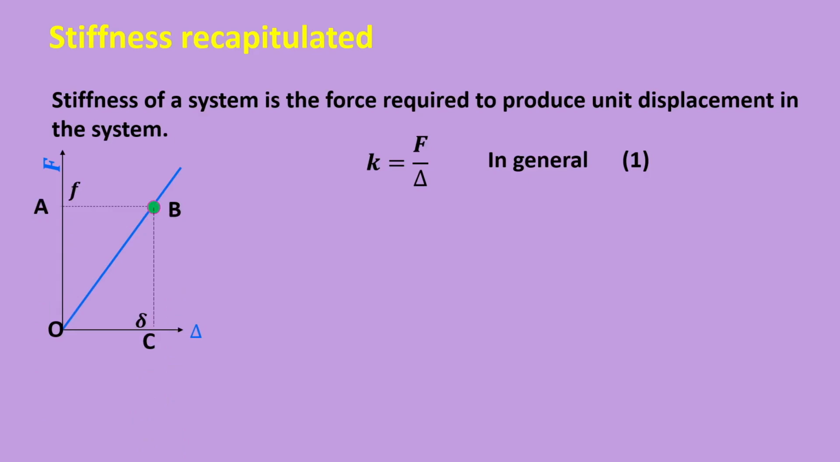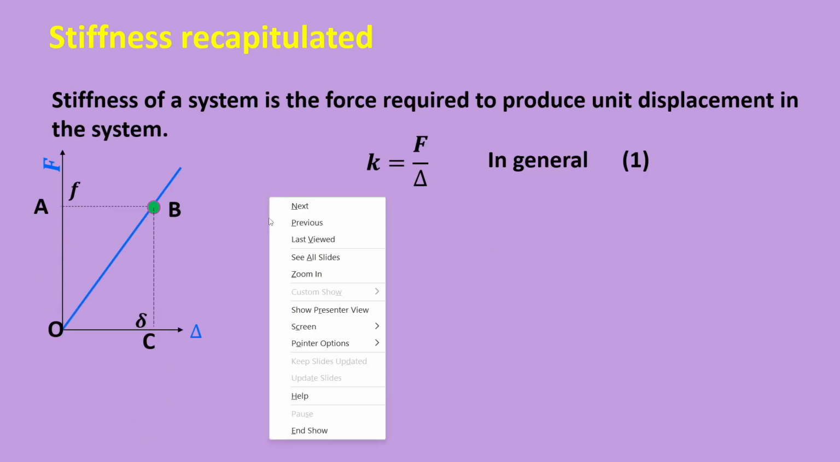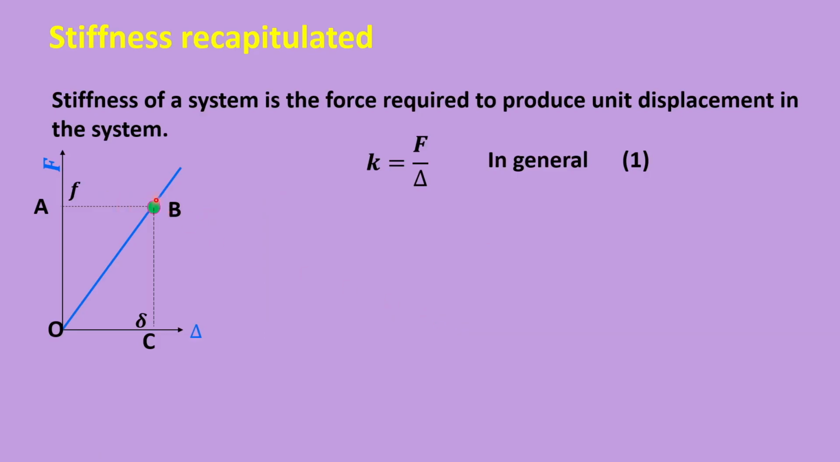Let us consider any point here on the force deformation diagram. This point B is considered. So at this point B there will be a corresponding force here. Let this force be small f, and corresponding to this point B the displacement is small delta. So the definition holds good, so we can write K equal to small f by small delta, which is nothing but OA divided by OC. That is what is written here.